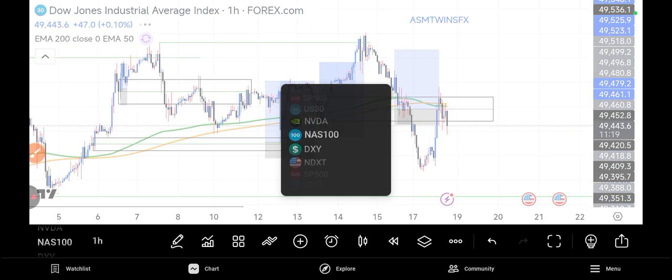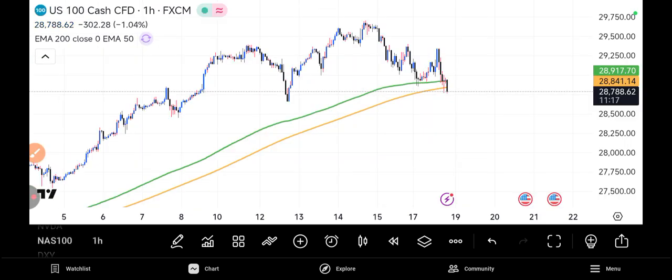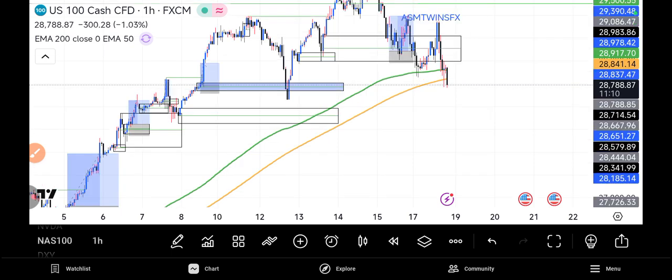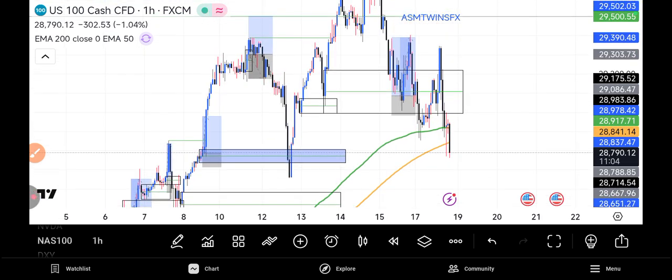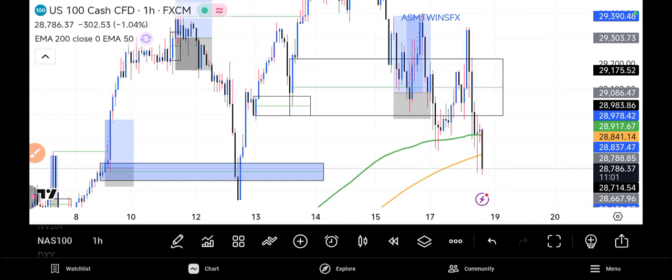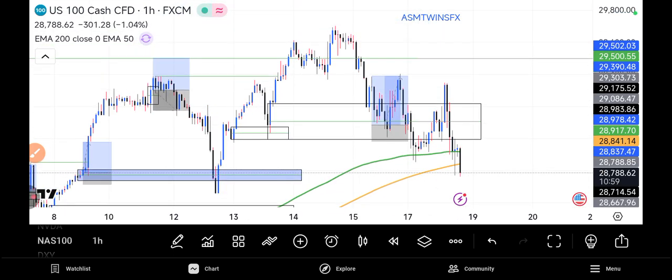So let's go over to Nas. This is the US 100. Nas 100 is a very nice guy. That's why I said no matter what, even though I blew an account on it, I'll keep trading Nas, because when you are in the right direction, forget it. You must surely make money.